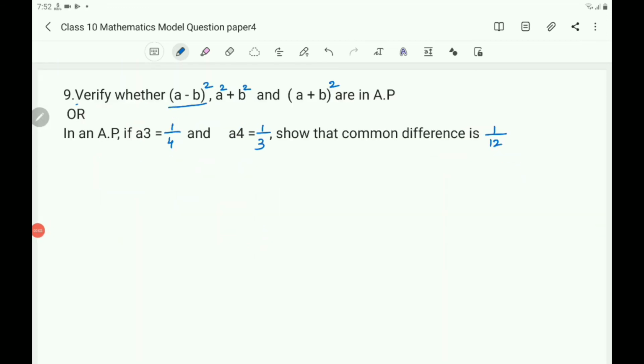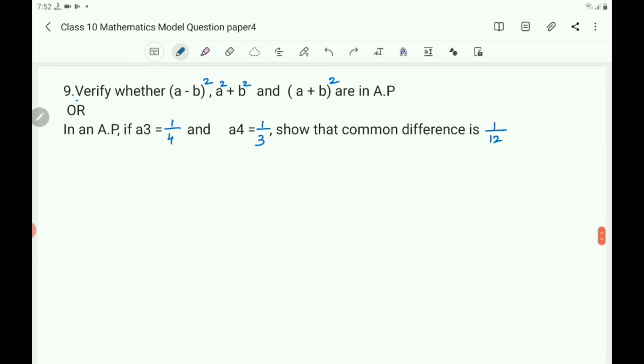Verify a minus b whole square, a square plus b square, a plus b whole square are in AP. So you write the first question, and our question is also there. It is a choice question. a3 equals 1 by 4, a4 equals 1 by 3. Show that the common difference is 1 by 12. Now let us take the first one. What is that? a minus b whole square, a square plus b square, a plus b whole square.